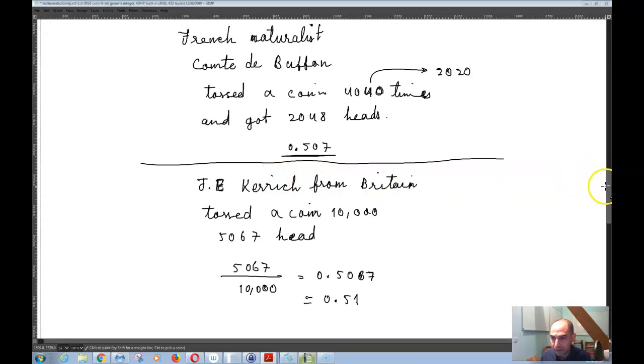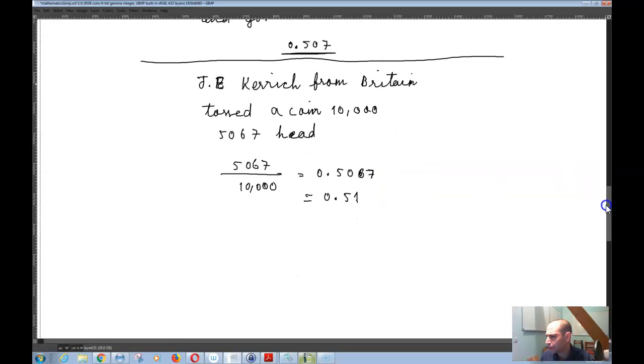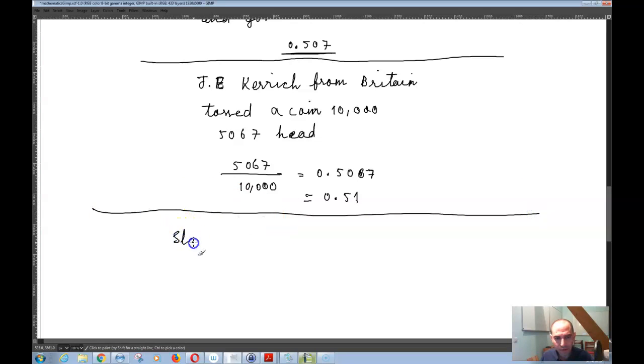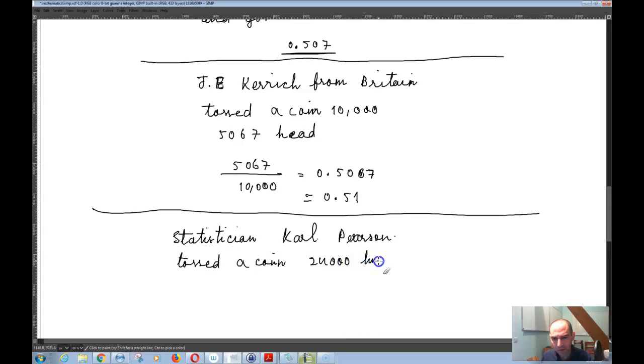Now there was another statistician, Karl Pearson, who spent more time, and he tossed the coin for basically 24,000 times, and he got 12,012 hits.